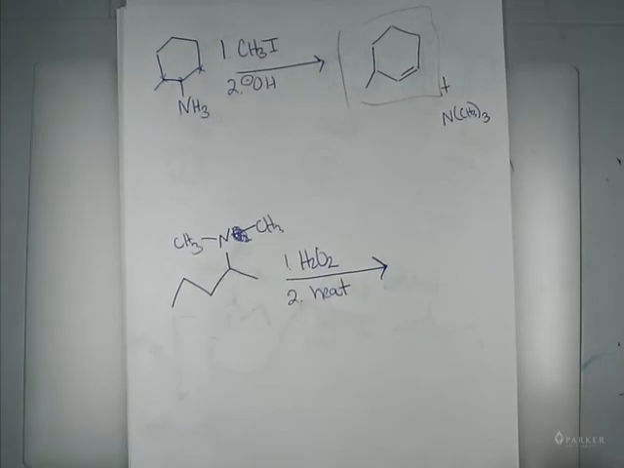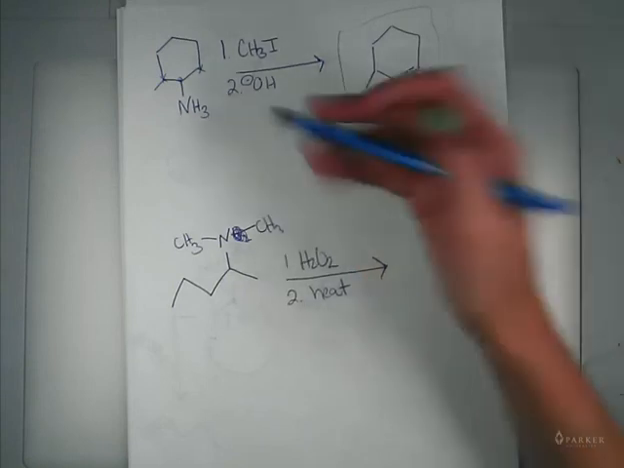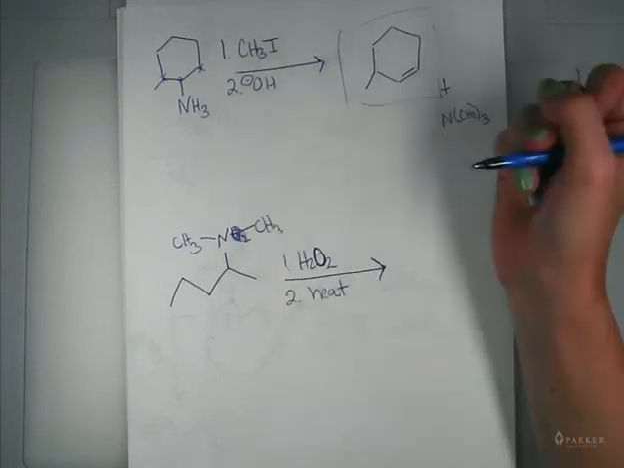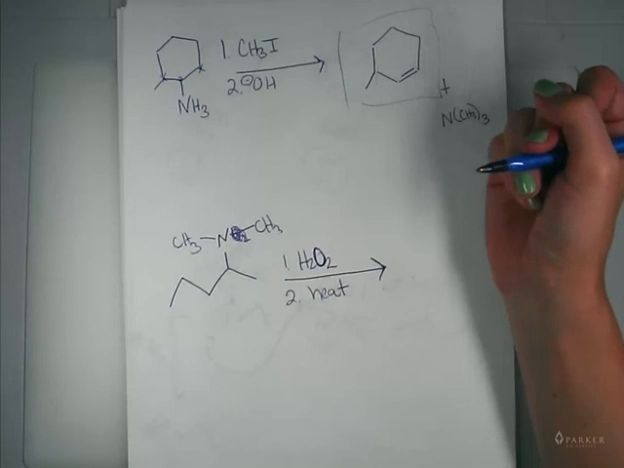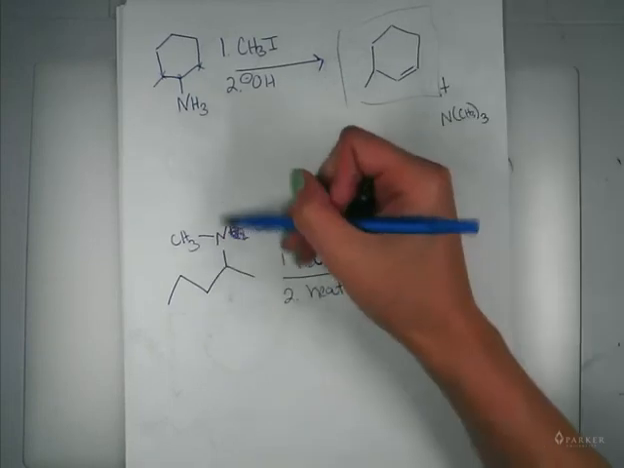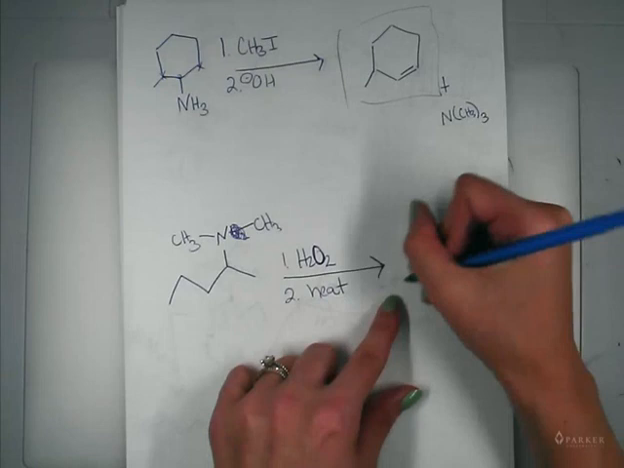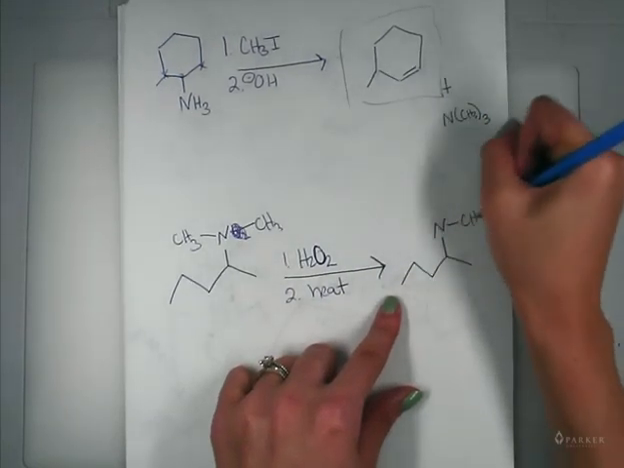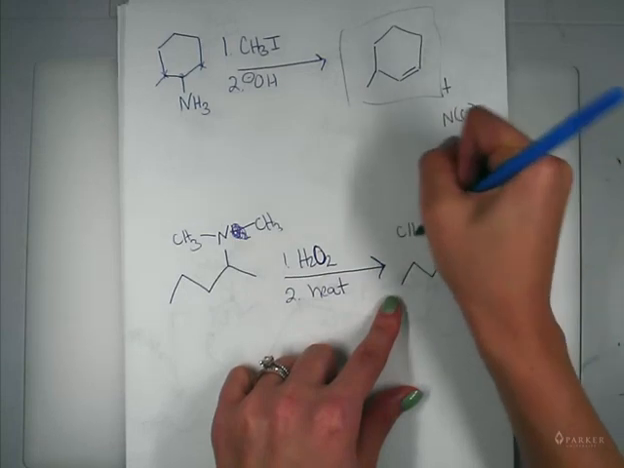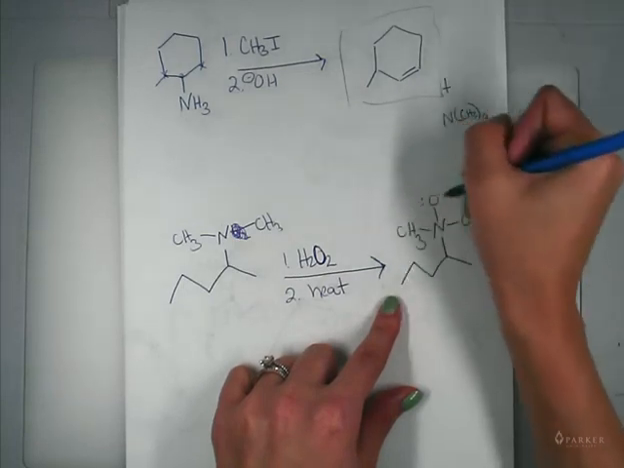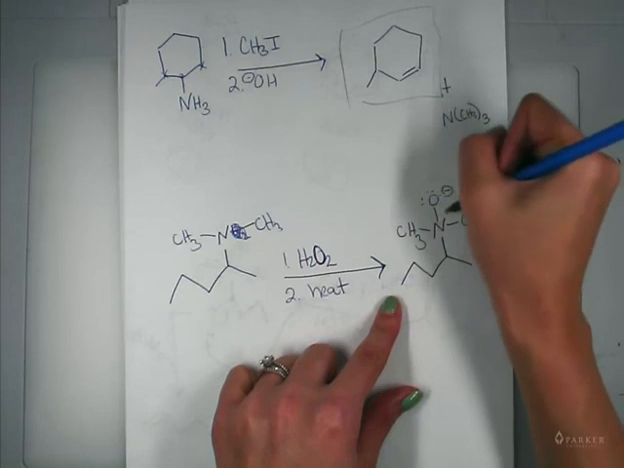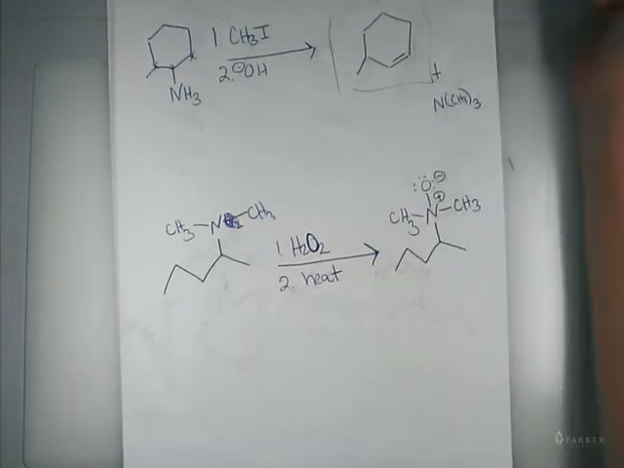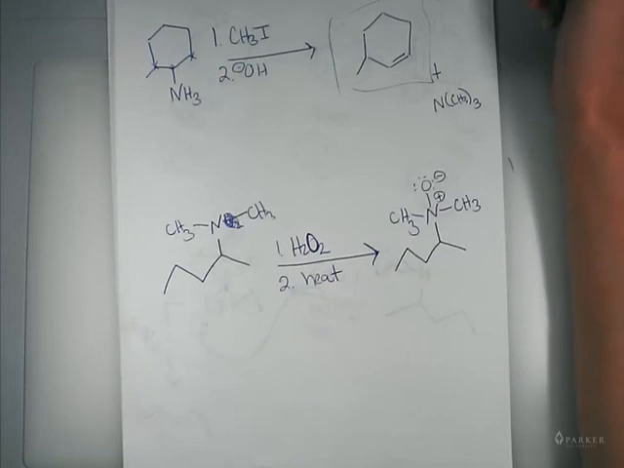So the Cope rearrangement looks kind of similar. So now you have peroxide. What does peroxide do in this case? Adds an O minus onto this nitrogen. So it oxidizes it. So I have a negative and positive in that structure. What is it called when I have a negative and a positive in the same molecule?